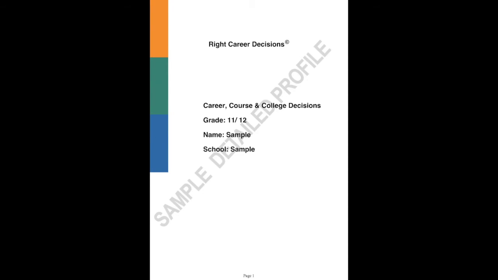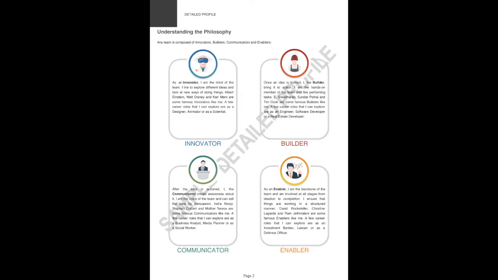Moving on to the detailed profile and understanding the output better. Page number 2 of the detailed profile explains the philosophy. An innovator is a person who is the mind of the team, somebody whose strength is working with new concepts and ideas and who thinks out of the box. Some career roles are designer and scientist.